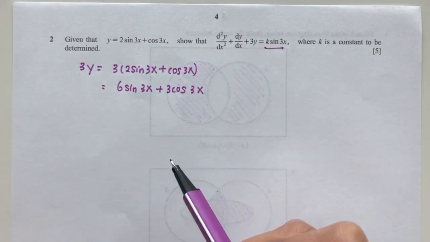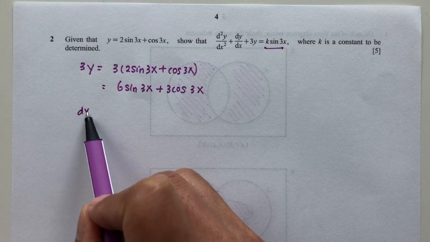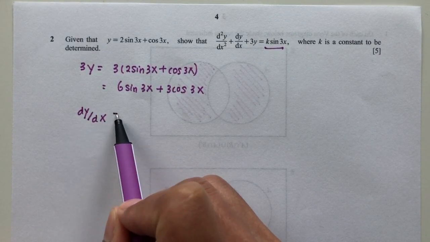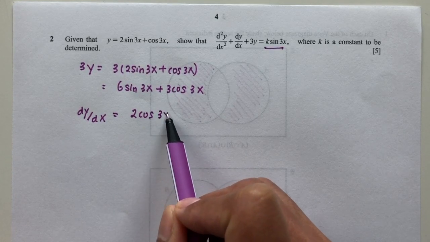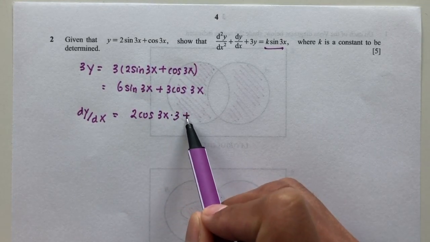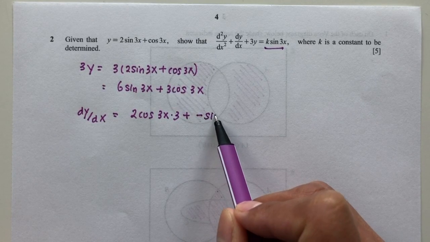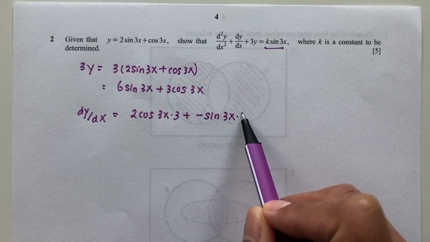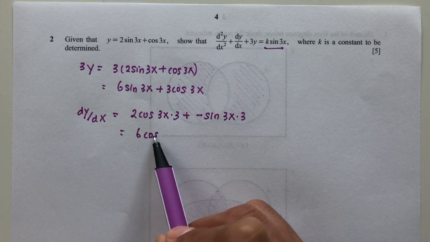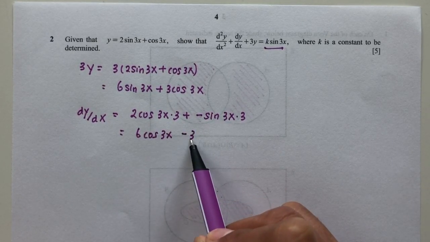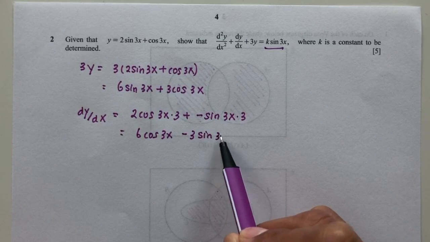Now for this one, how would you find dy/dx? So differentiate with respect to x. The first one will be 2 cos 3x times 3 plus minus sine 3x times 3. So here you will have 3 times 2 will be 6 cos 3x minus 3 sine 3x.